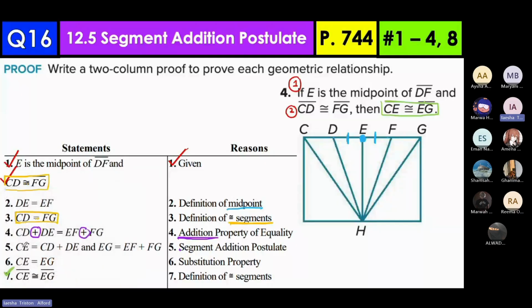This color. So CE is equal to CD plus DE. CD plus DE makes CE. That is segment addition.